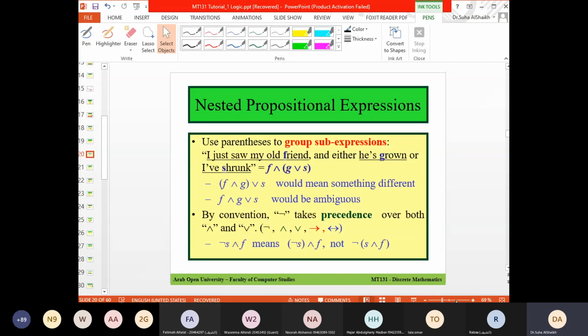Now we have what we call the nested propositions expression. It means I have one inside one. It's nested. I use the brackets here to organize things. So for example, if I say I just saw my old friend and either he's grown or I've shrunk. You see the statement? Now the opposite, I will have English and I want to convert it to a logical expression. So right away my eye caught the and and the or as well. Right?